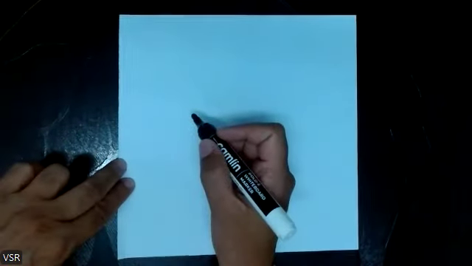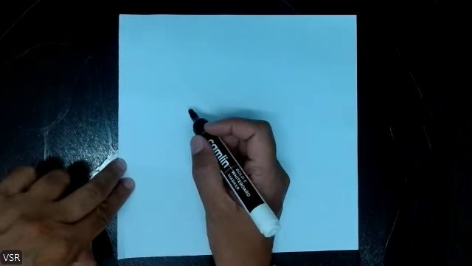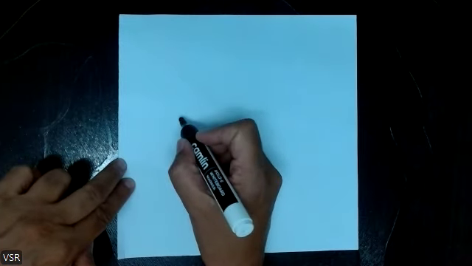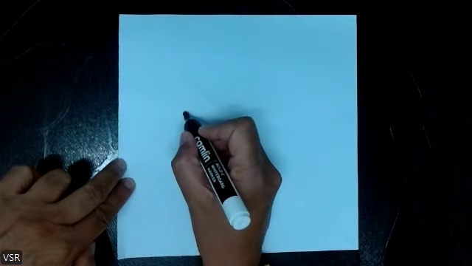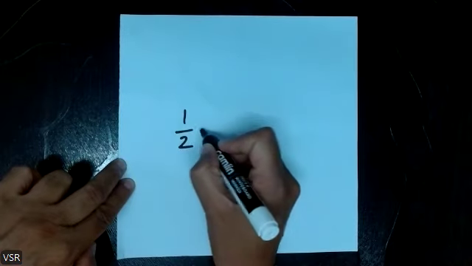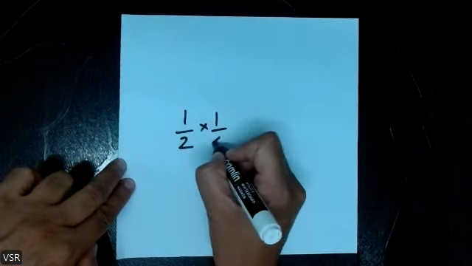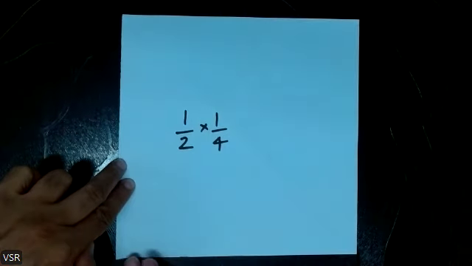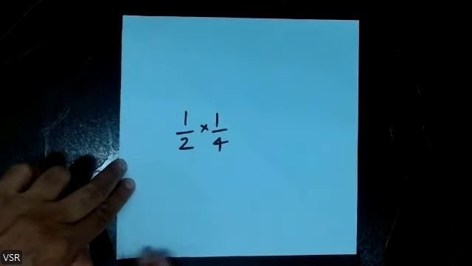Hi friends, let us find the product of two fractions very easily using a paper folding activity. Let me take an example. Let us say I have to multiply this half into 1 by 4. Okay, I have to find the product of 1 by 2 into 1 by 4.